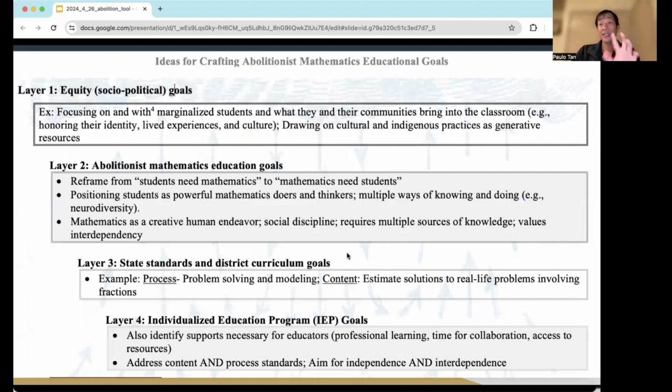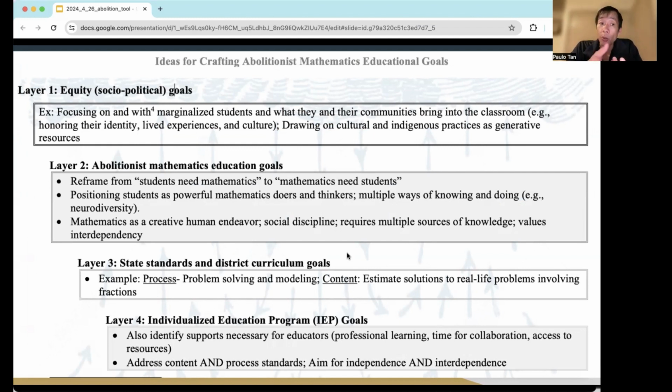All right, so the next component, so we have the focus student, we have the context side by side with the focus student, and then the other component of the unit planning is the goals.